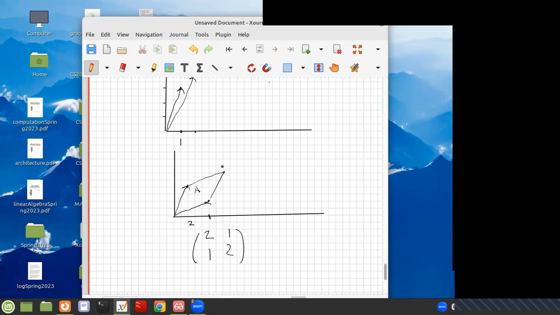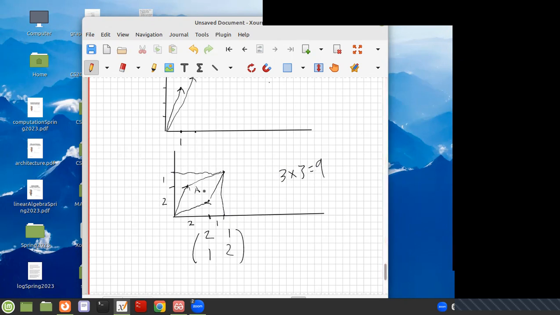So this is 1, and this is 2 and 1. Okay, so this big rectangle here is 3 by 3 equals 9, right?